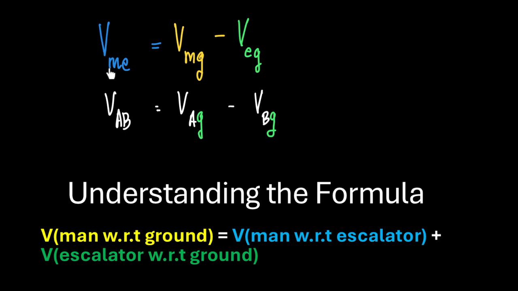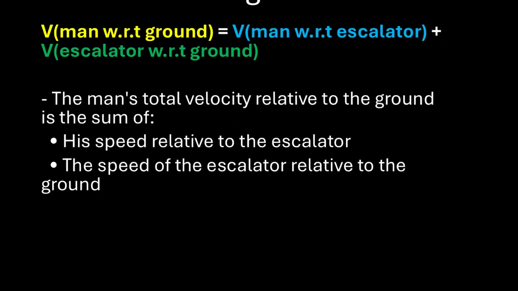Similarly, velocity of man with respect to escalator would be equal to velocity of man minus velocity of escalator, both with respect to ground. Does that make sense? Now, go through this a couple of times. Write this down. Explain this to yourself. Make sure you get the idea correct. Okay?